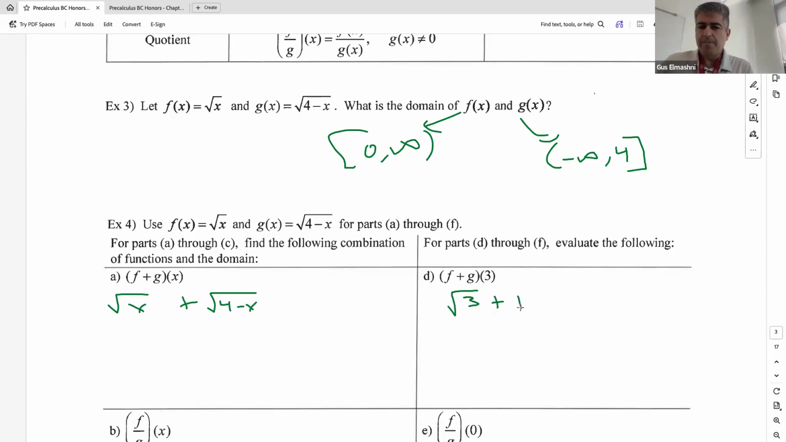Yeah, just root 3 plus 1, right? And by the way, if I do find the domain for part A, what would that be? We know what they are individually. Phoenix, go. Yeah, somehow you gotta figure that out, right? Definitely it's gotta be bigger than 0, but less than 4. So it's between what and what? 0 and 4, correct, right? Right. Okay.